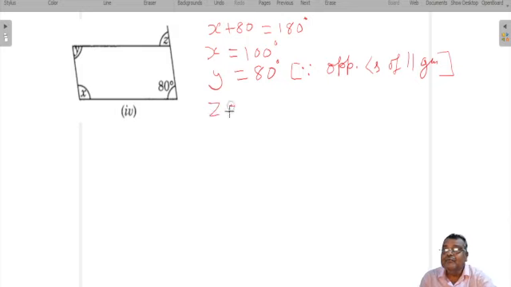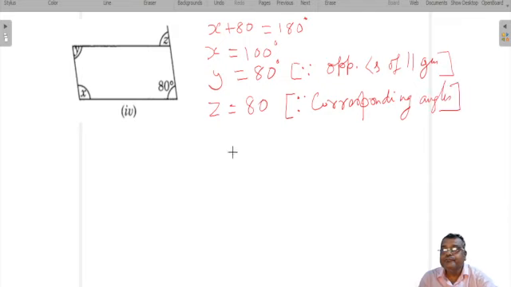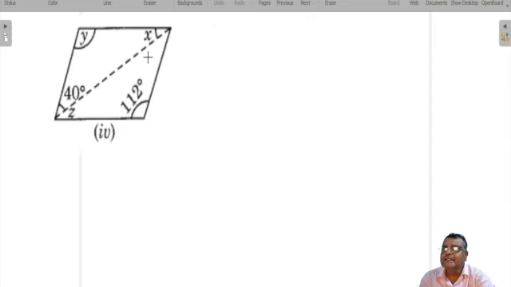Z equal to 80, because you see this 80 and this Z are corresponding angles. Corresponding angles are equal. So you are getting X, Y, Z. Let us see here in the case.